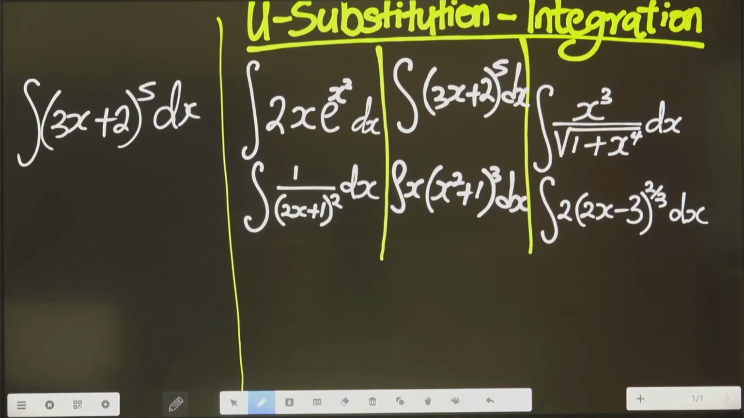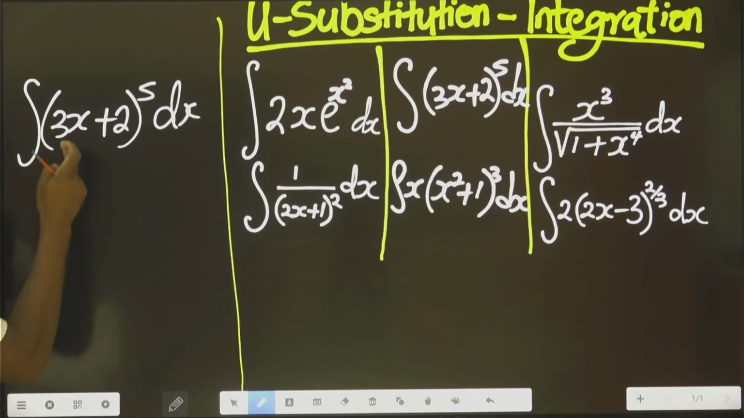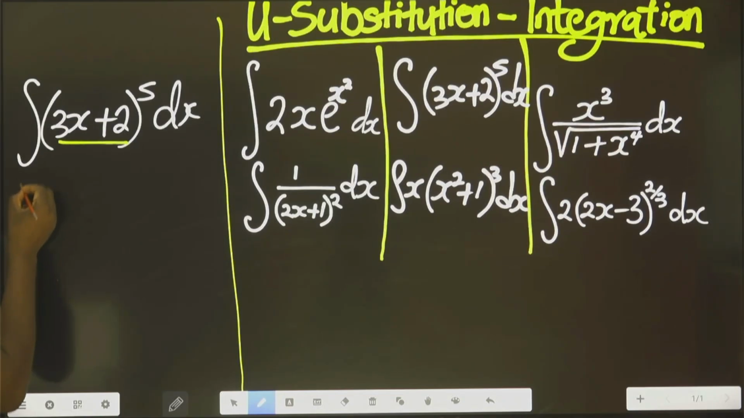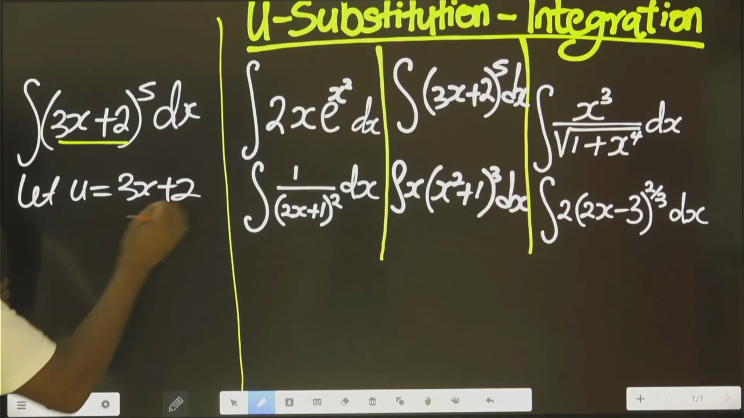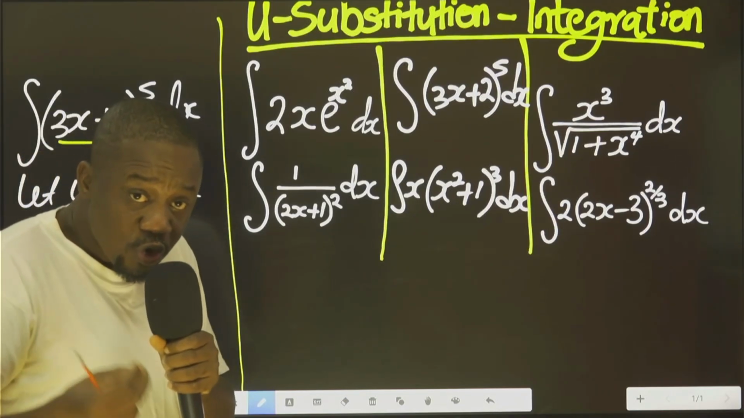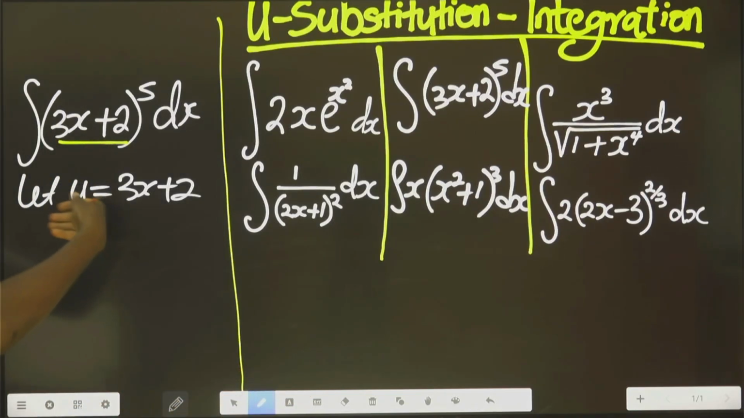You are asked to integrate this. This is not just straightforward; we can't directly integrate it because of the presence of the 3x + 2 inside. So let u be equal to 3x + 2. The reason why we call it u-substitution is that you can substitute with another variable, but u is the standard. So now we're going to do u versus x.